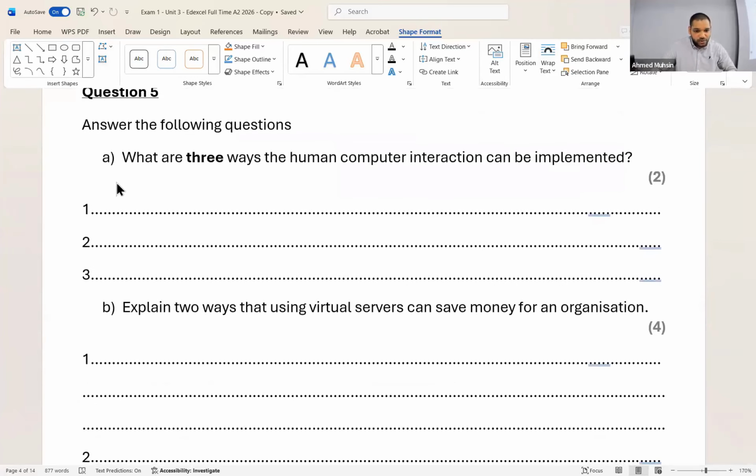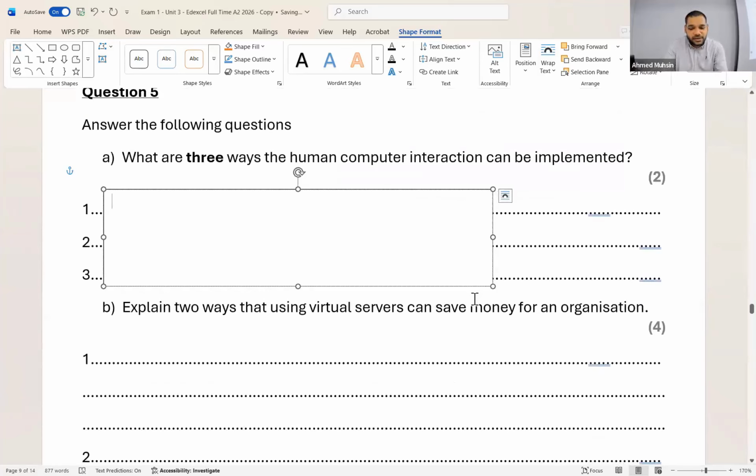You all scored your marks here. Most of you all, not all of you all. What are the 3 ways the human-computer interaction can be implemented? One is the human can communicate with the computer through feelings. He can feel something, which we call haptic. You can see something: visual. You can hear something: audio. Okay.